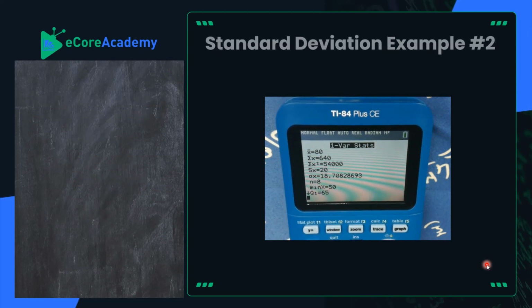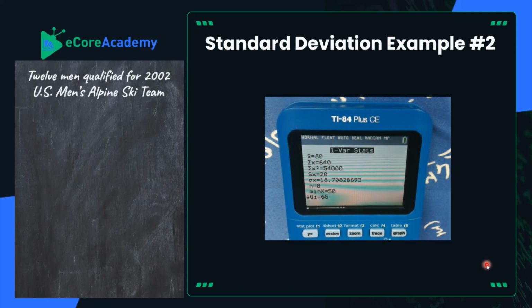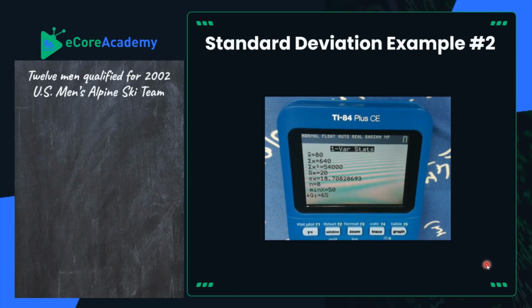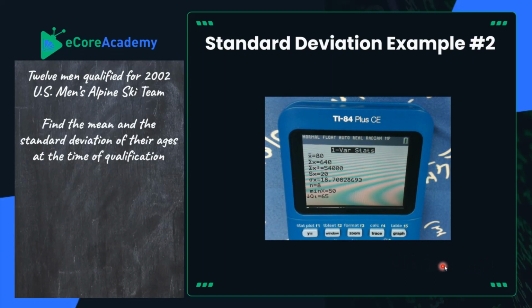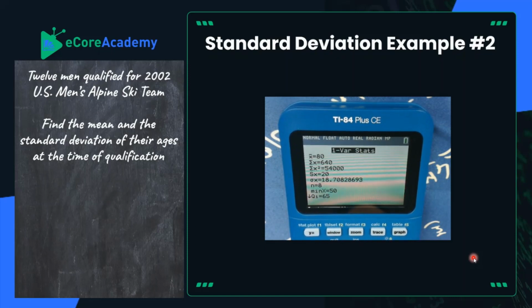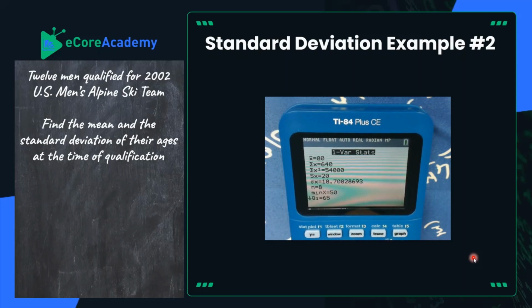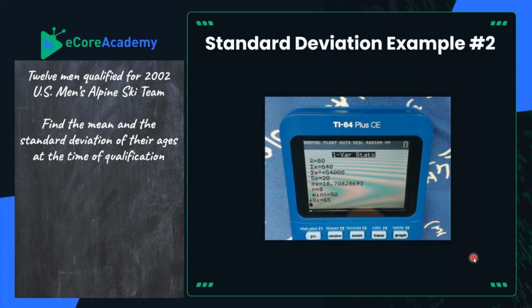Moving on. Let's look at another standard deviation example, but this time it's more realistic. We have 12 men, and they all qualified for the 2002 U.S. men's alpine ski team. We're going to find the mean and the standard deviation of their ages at the time when they qualified. So their ages were all recorded when they qualified for this team, and we're given those ages. The ages are the data points in this set.